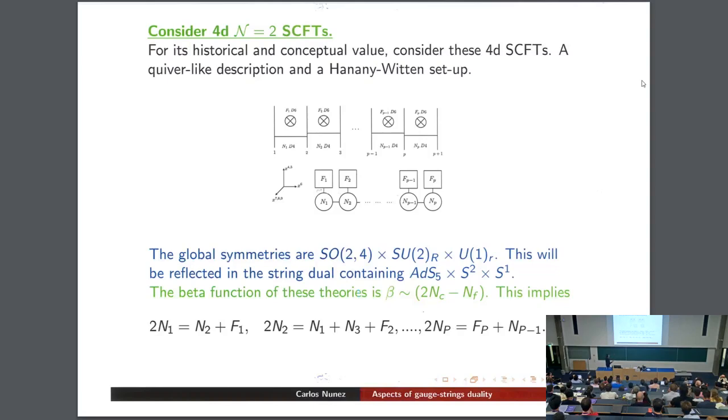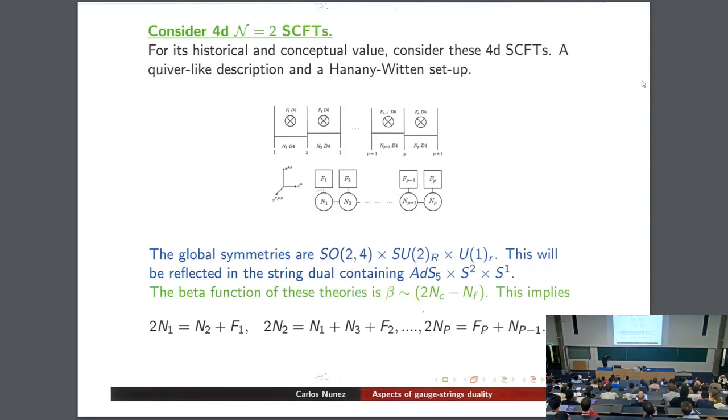gauge groups SU(N1), SU(N2) up to SU(NP), flavor groups SU(F1), SU(F2) up to SU(FP). The field theories, if they are conformal, have these global symmetries: the conformal group in 4D, SU(2) times U(1), that's the R symmetry of N=2 theories. And one thing that I remind you is that these particular theories, this is a Hanany-Witten setup.